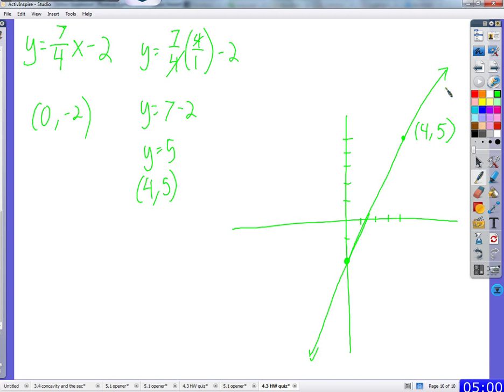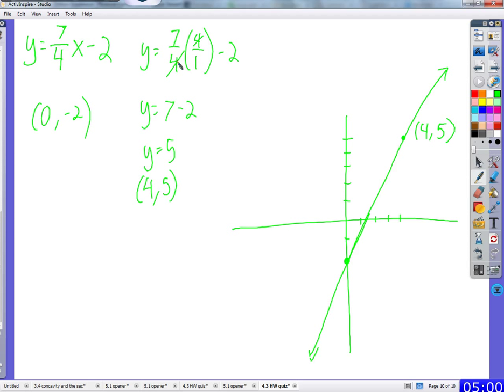We could have plugged in 1, or 2, or 3, or a half, or 3, or 1 and 3 quarters, or whatever we wanted to. Any of those, though, well, first of all, those fraction ones would have fractions in them. If we plugged in 1, we'd get a fraction. 2 would give us a fraction. 3 would give us a fraction. But 4, the number 4, cancels with this 4, and then we don't have a fraction anymore.